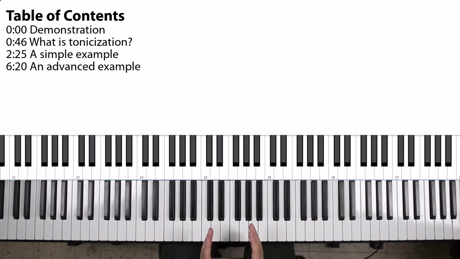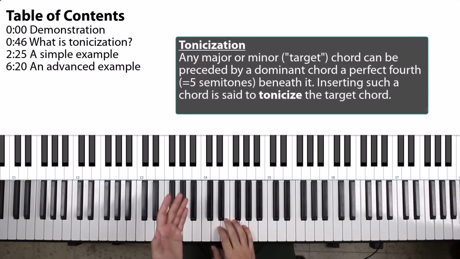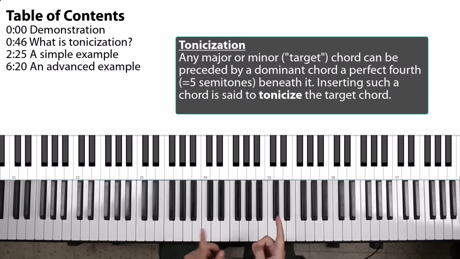Okay, so let's start with the concept itself. Tonicization is also called secondary dominance, and it's the following idea. Basically, you can precede any chord, a major or a minor, with a dominant seventh chord that is a perfect fourth below it. Okay, let's see what this means.